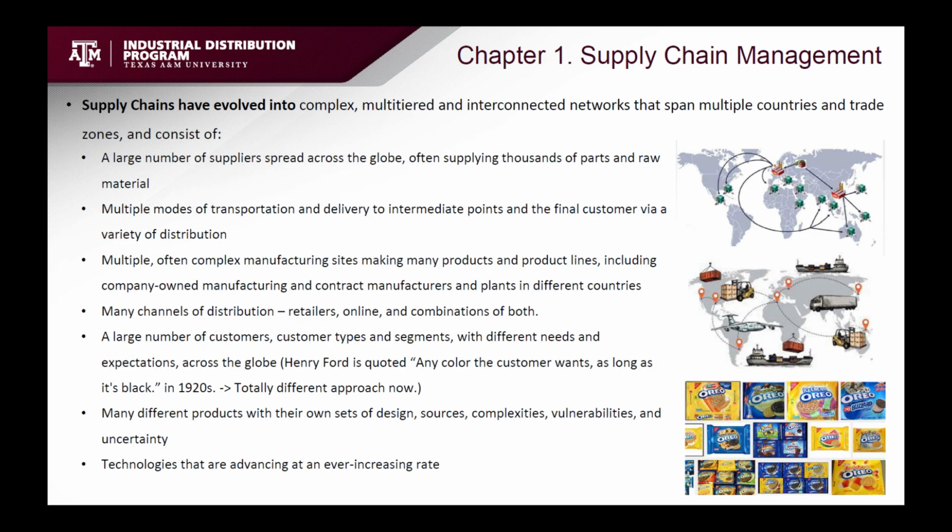Supply chains have evolved into what we see today. They're complex and multi-tiered, interconnected networks spanning multiple countries. They contain global suppliers providing thousands of parts. They use multiple transportation modes at once. They include both company-owned manufacturing and contract manufacturers. And they reach customers through retail, online, and hybrid channels.